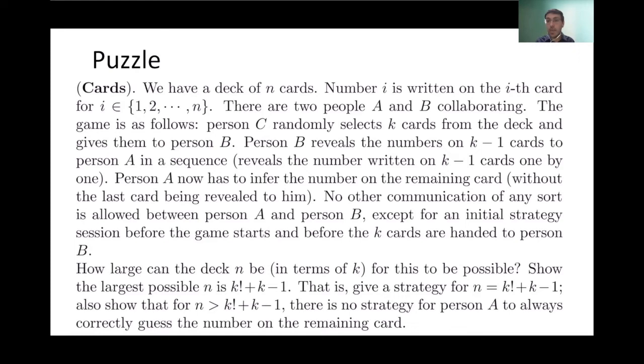So remember, person C is giving the K cards to person B. So person A and person B do not know the identity of the cards in advance.